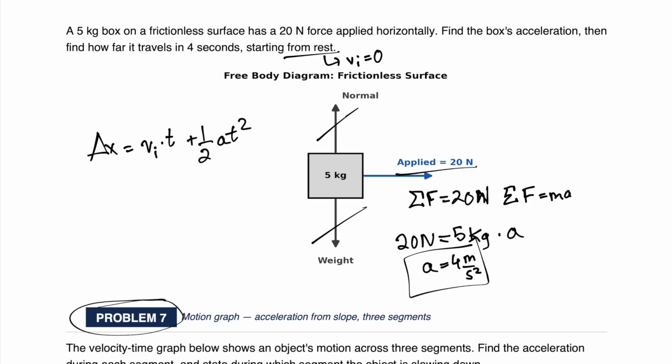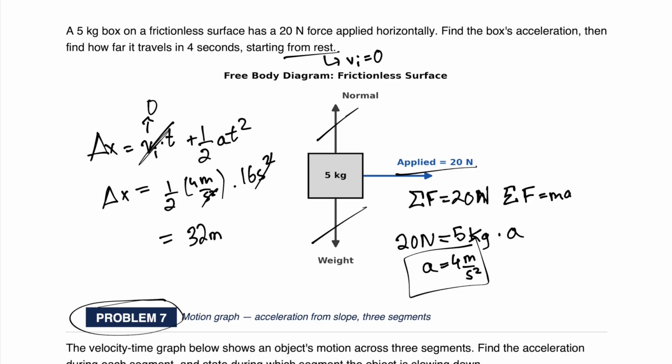Velocity initial is 0, so this whole thing just cancels out. Delta x is equal to 1/2 times 4 meters per second squared times 16 seconds squared. Seconds squared cancel out. You're left with 32 meters. If you don't understand where I got the 16 seconds squared from, it's just 4 seconds squared, because time has to be squared. Okay, 32 meters. That's how far it travels.